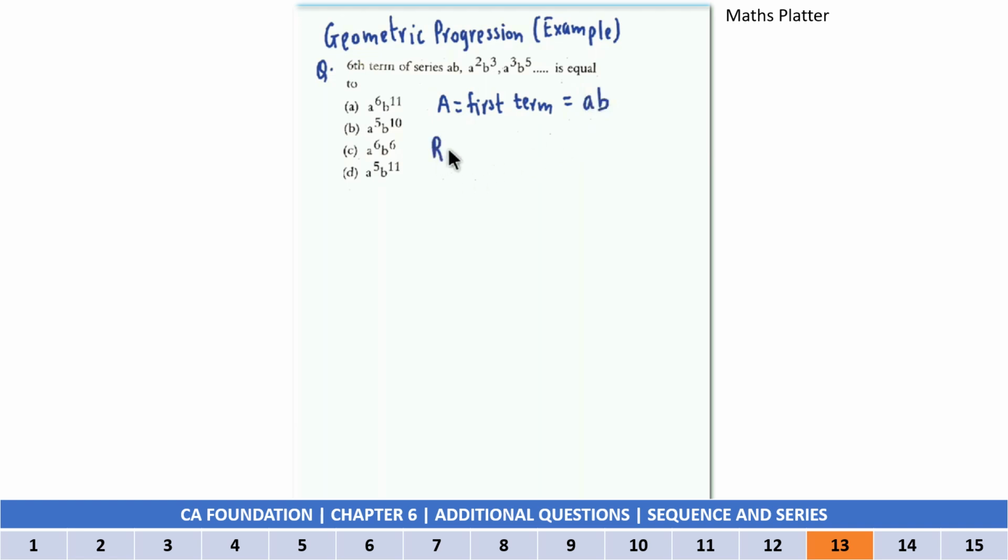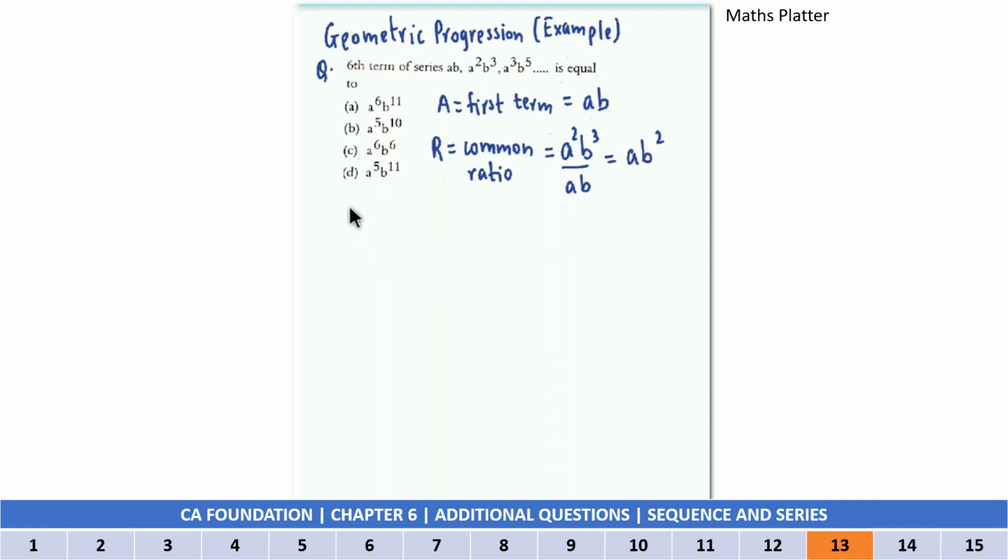And say R is the common ratio. So let R be the common ratio. That could be easily obtained by dividing the second term by the first term or the third term by the second term. So let's divide T2 by T1. So we have a square b cube divided by AB. So the common ratio is AB square.